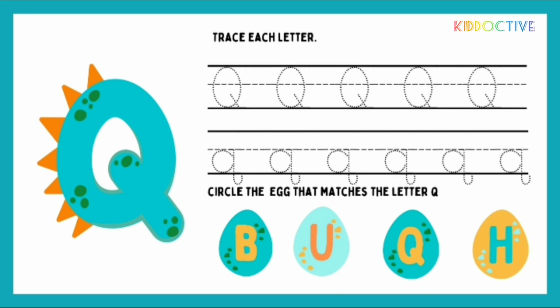Now comes letter Q. We are going to write letter Q. Write like an O, then one slanting line from there. Okay? Is it easy or not? You are going to practice it? Okay. Now comes small letter Q. Like this. Now circle the egg that matches the letter Q. Where is the letter Q? The third one. Very good.